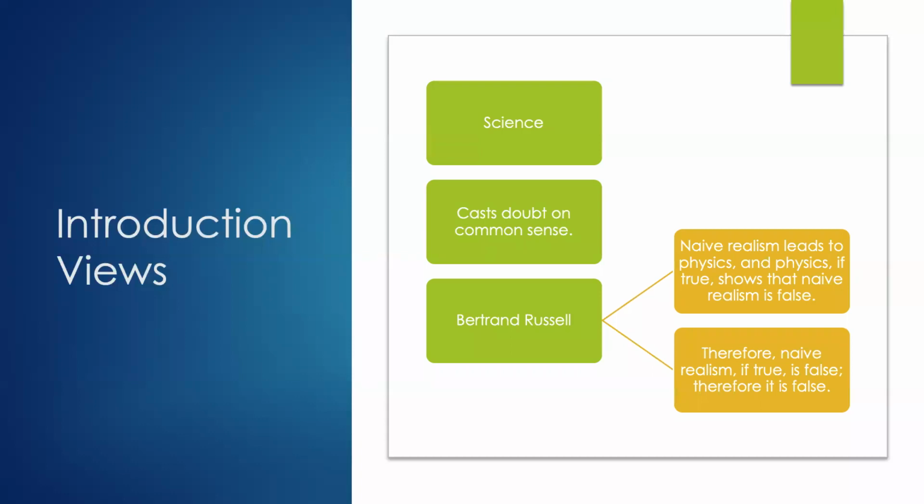So we start off maybe with naive realism, we start doing physics and science, and then that shows that this naive realism is false. He's probably stealing from Plato: if naive realism is true, then it's going to be false, because naive realism gives us science, and science disproves naive realism. And of course, if naive realism is false, it's false. Roughly, stripping away the cleverness, what Russell is pointing out is that once we start doing science of perception, we end up getting rid of direct realism and we embrace representational realism.